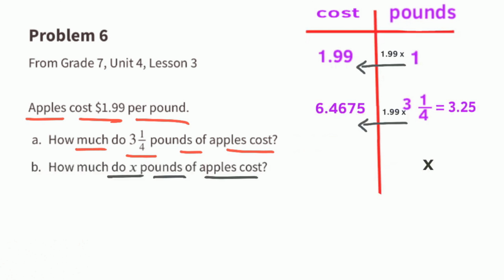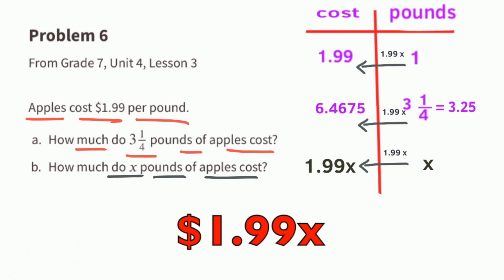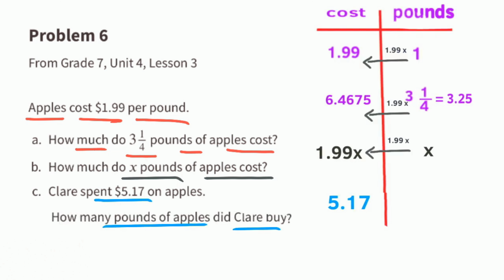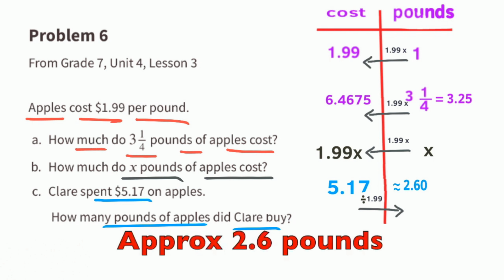B. How much do x pounds of apples cost? Well, that would be $1.99 times x, which is $1.99x. C. Claire spent $5.17 on apples. How many pounds of apples did Claire buy? $5.17 divided by $1.99 equals approximately 2.6. So Claire was able to buy approximately 2.6 pounds of apples.